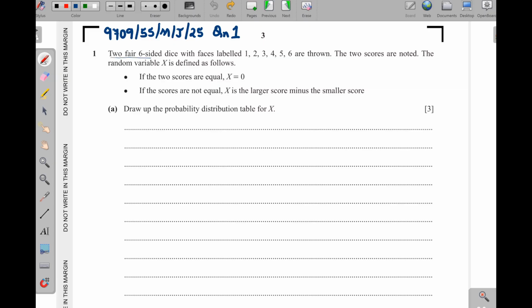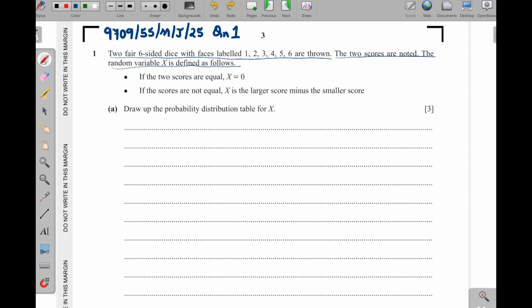Question 1. Two fair six-sided dice with faces labeled 1, 2, 3, 4, 5, 6 are thrown. The two scores are noted. The random variable x is defined as follows. If the two scores are equal, then x is equal to 0. If the scores are not equal, then x is the largest score minus the smaller score. Part A, draw the probability distribution table for x.